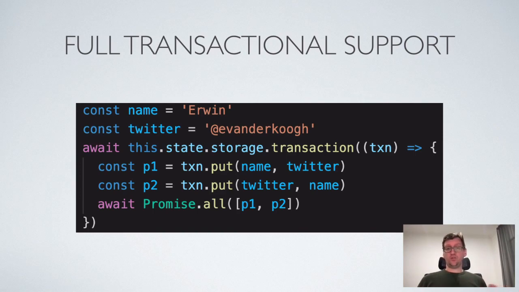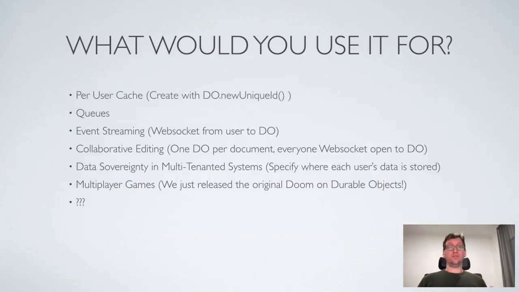This leads us to an important question: what would you use Durable Objects for? And there are a lot of different things. You can do things like per-user caching. Create a new Durable Object with a new ID, and it gets initialized close to the user, and they can now query that for a set of caches for just them.